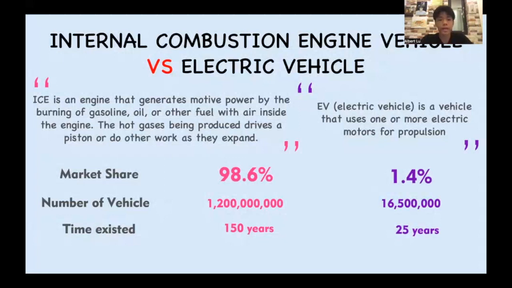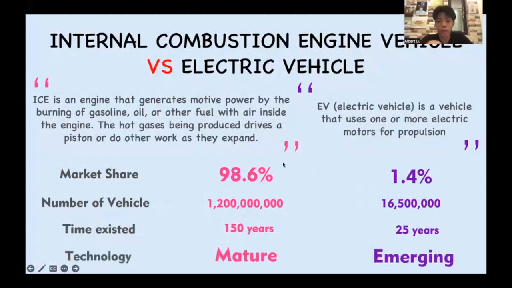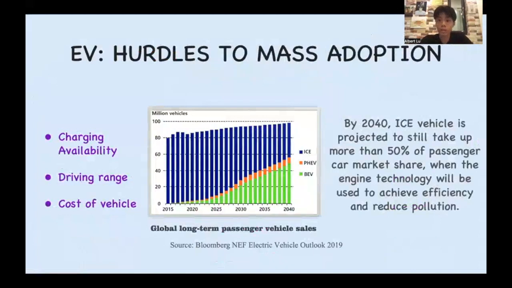On the other hand, ICE vehicles also have a much longer history compared to electric vehicles. And we can draw the conclusion that it is a rather mature technology compared to the rather emerging technology of electric vehicles. So what are some hurdles of EV to mass adoption?